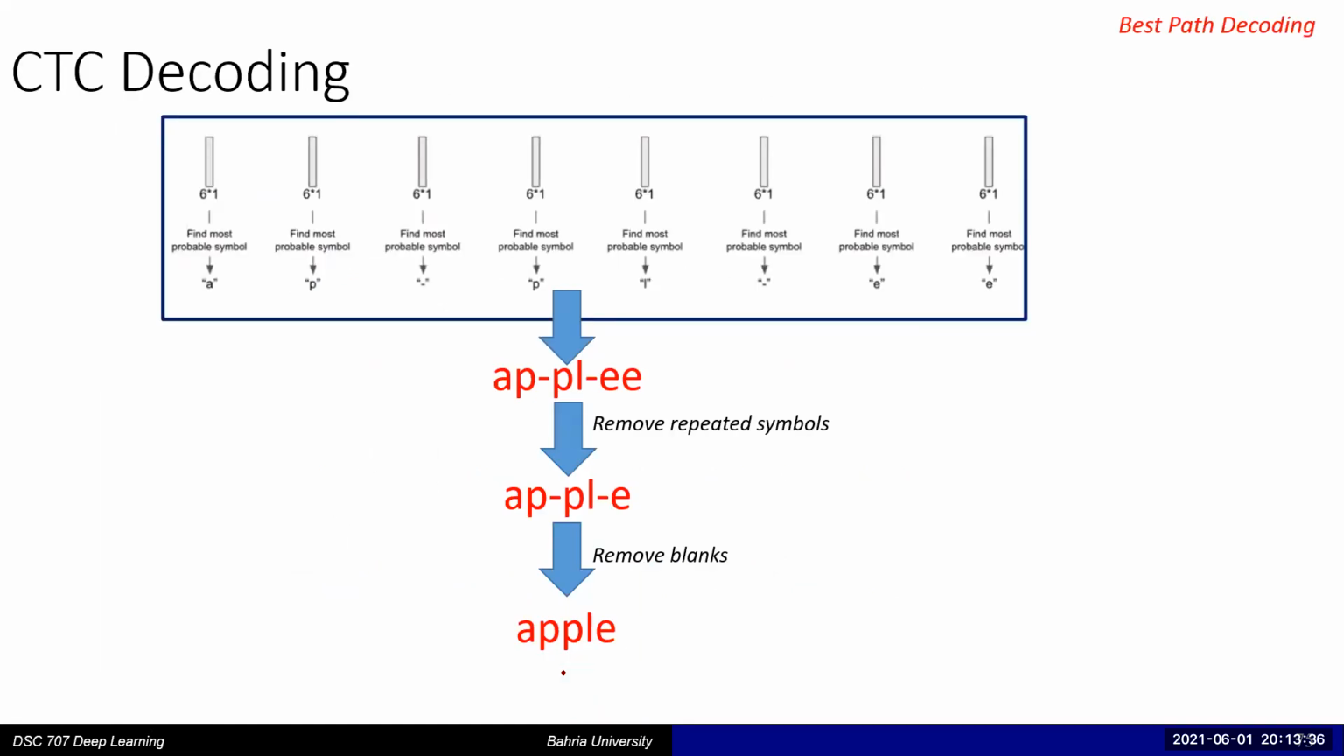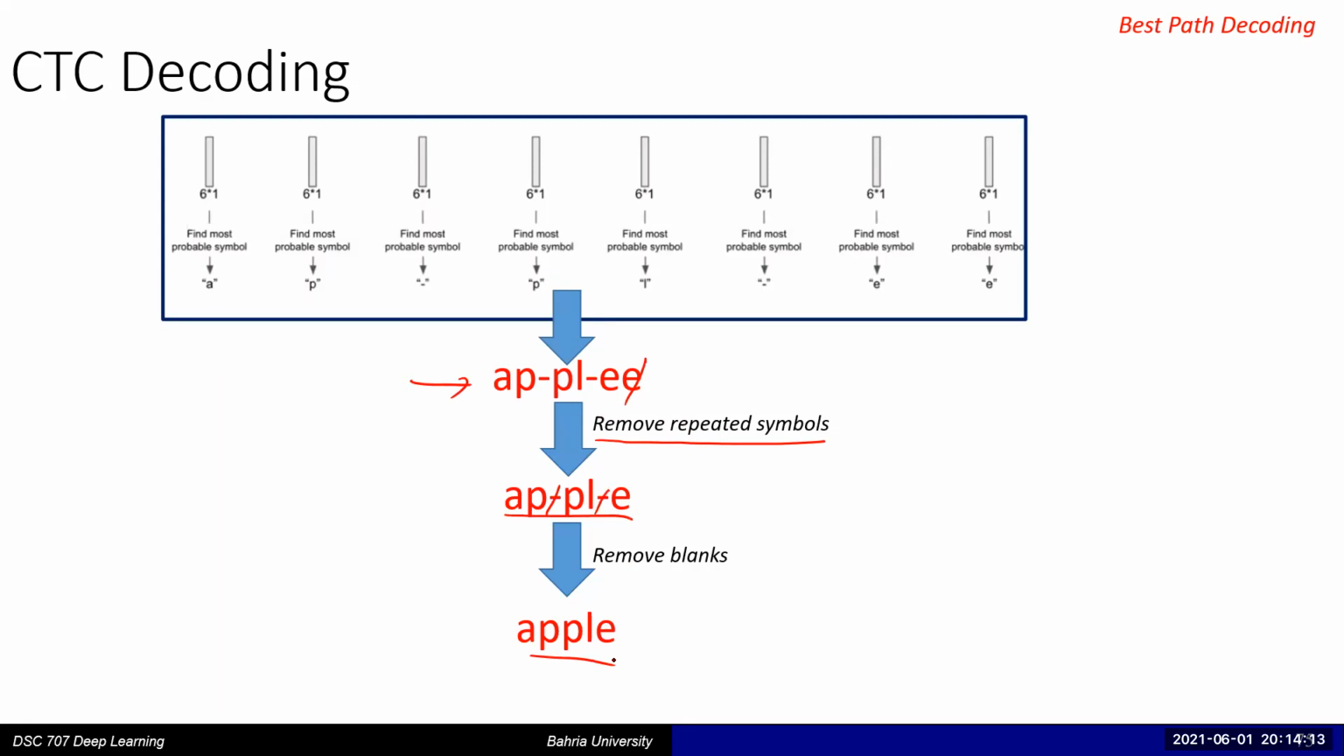So now let's see this carefully. This is the important slide: how do we do it? I have 8 time steps. So suppose this is the output: A, P, blank, where blank means the special character, P, L, blank, E, E. The first step that we do in decoding is remove the repeated symbols. So what is repeated? This E is repeated. Nothing else is in a sequence. So I get this. The second step is remove the blanks. So I remove this blank, I remove this blank, and I get Apple as an output. So this is the decoding.